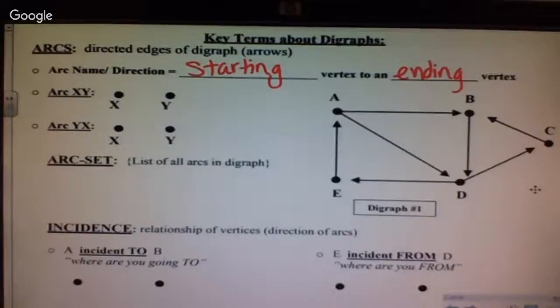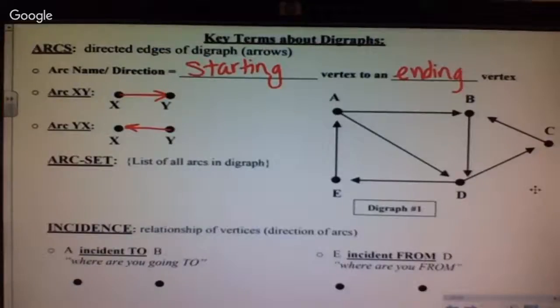So if I tell you my arc is X, Y, that means X is my start and Y is my finish. So my arrow starts at X and it points to Y. If I tell you my arc is Y, X, that means we start at Y and it points to X. So now you have to be careful when you label your edges. They have to go from start to end in the direction of the arrow. So we can list something called an arc set. Your arc set is a list of all of your edges.